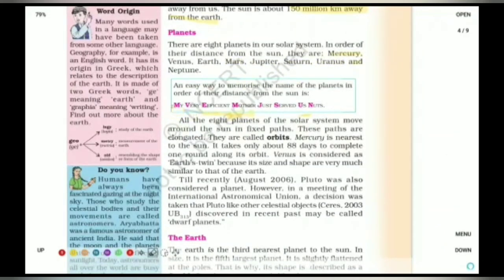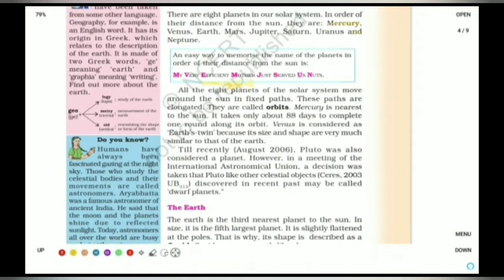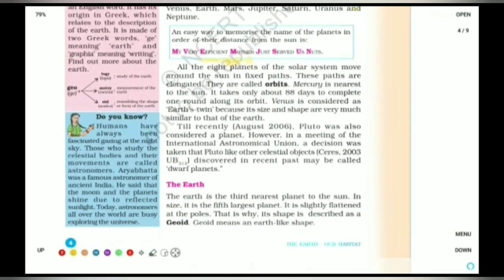Now, here is an important point. Mercury is the nearest to the sun as it's the first planet. It takes only about 88 days to complete one round along its orbit. Venus is considered Earth's twin because its size and shape are very similar to that of Earth, right?